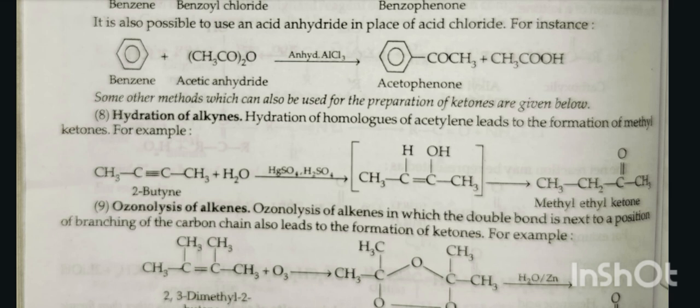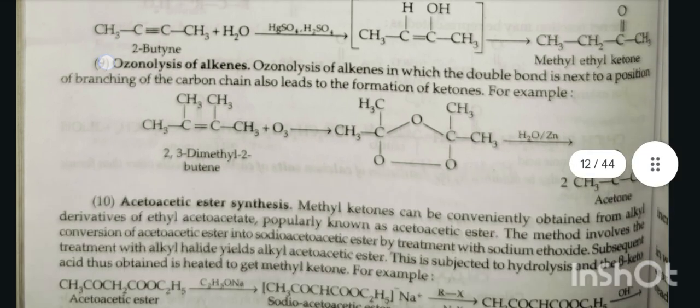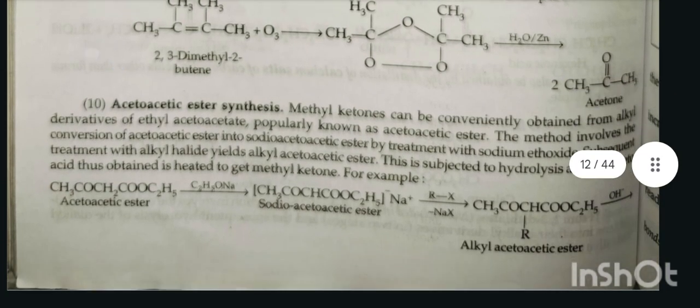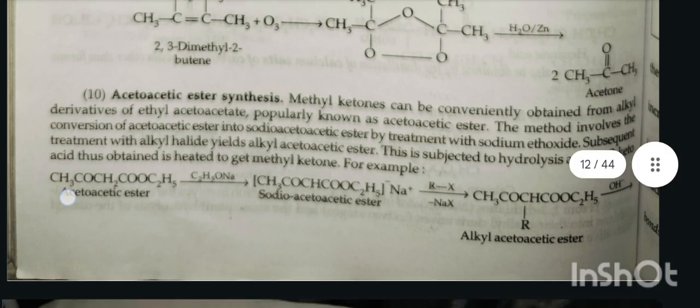Ninth, ozonolysis of alkenes. Ozonolysis of alkenes in which the double bond is next to the position of branching of the carbon chain also leads to the formation of ketones. For example, 2,3-dimethyl-2-butene gives acetone in the presence of H2O-Zn.